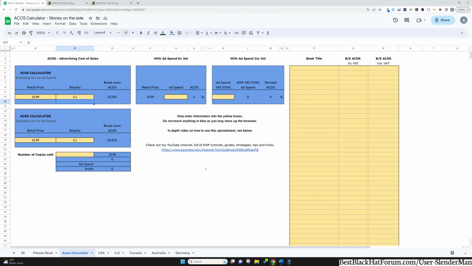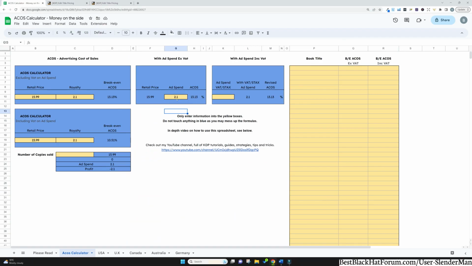Next, let's see how much money we could be losing out on if we were assuming 25% was our break-even ACOS for this book. So I will try to get the ACOS to 25% by putting how much I have potentially spent on ads in order to sell one book. Okay, so in the ad spend box, if I put in 210, obviously that would be break even if we weren't taking tax into consideration.